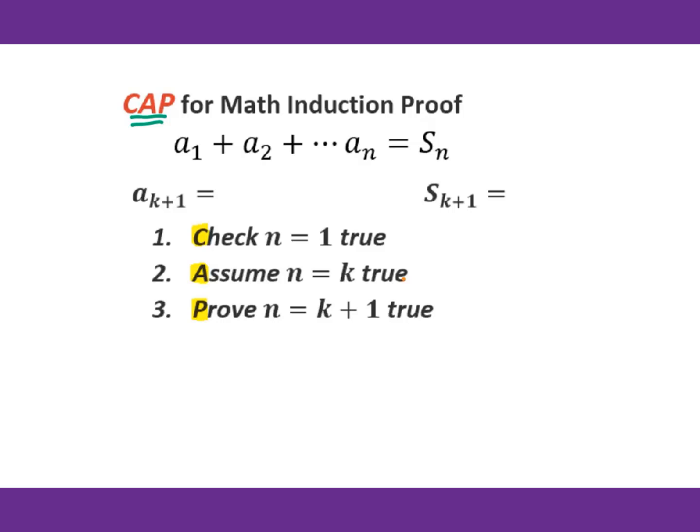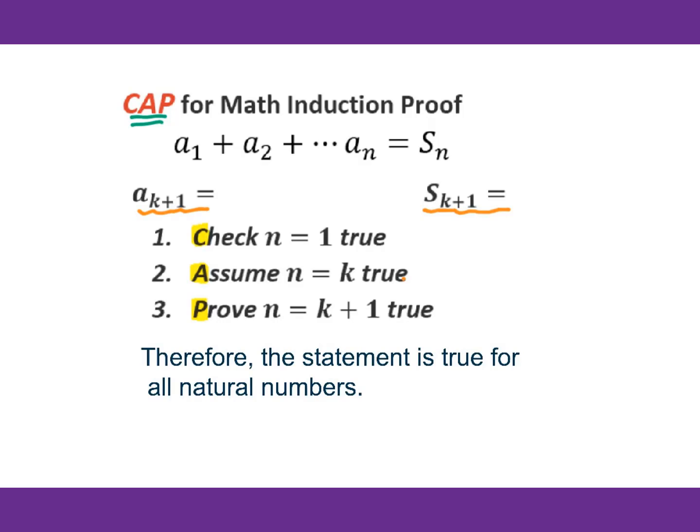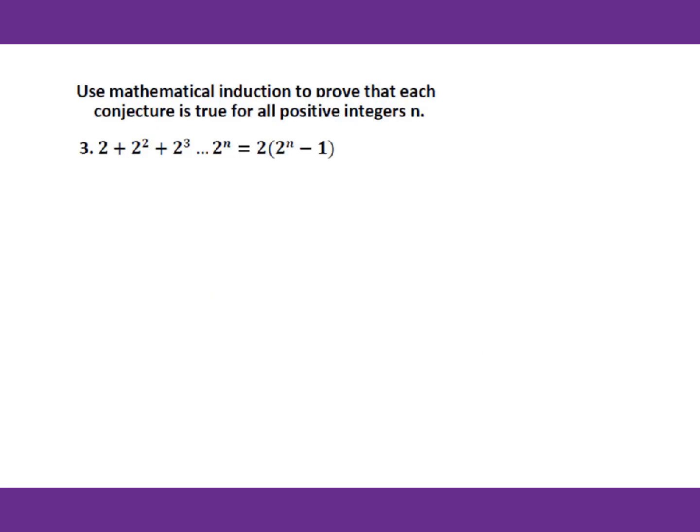When we are dealing with a summation statement, here are the steps. Very beginning, figure out a sub k plus 1. Then figure out s sub k plus 1. Then use CAP: check n equals 1 true. Assume n equals k true. Last step, prove n equals k plus 1 true. Therefore, the statement is true for all natural numbers. Let's go to some examples.